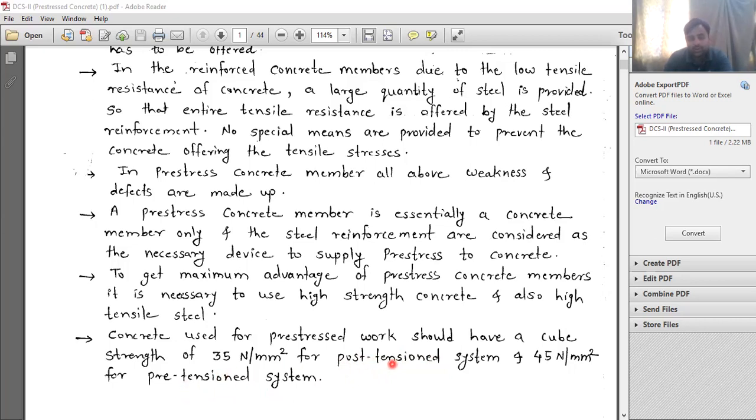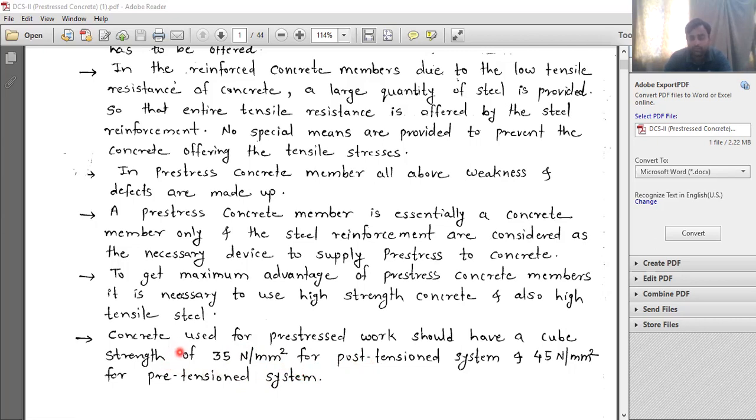Post means after, pre means before. So if before pouring the concrete we introduce the internal stresses in the prestressed member, then this is called pre-tensioning. And post-tensioning is when, after the concrete is poured, we apply the internal stresses. We will see this in detail later; I have just given you the introduction. This point can be asked in an MCQ also, so this is an important point.